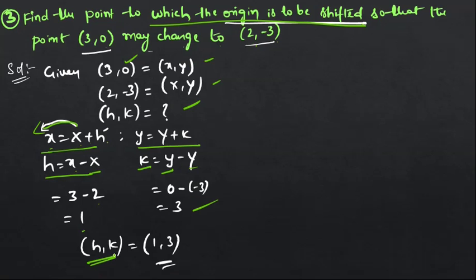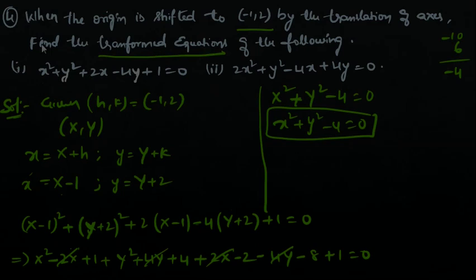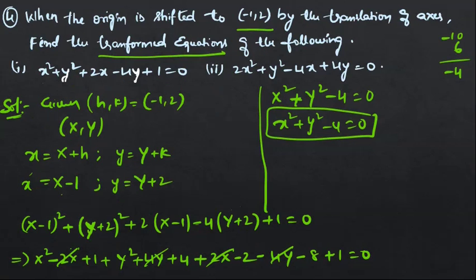So h comma k. Right? To this point the origin is shifted. So origin is shifted to which point? 1 comma 3. Okay. Now I'll solve question number 4.